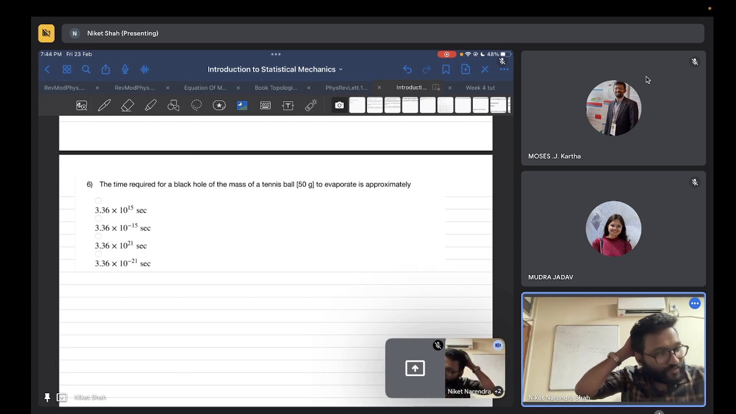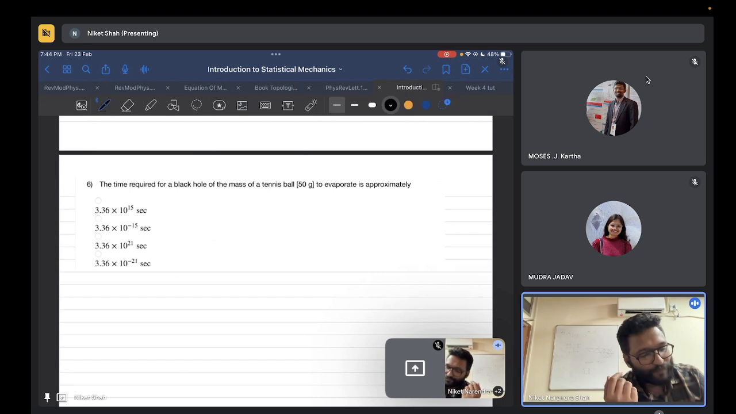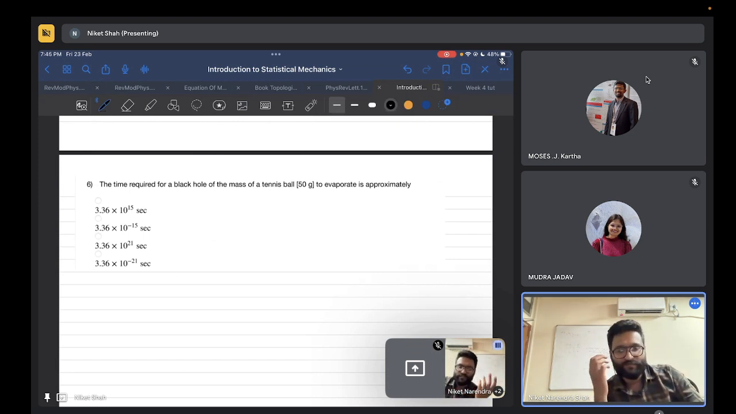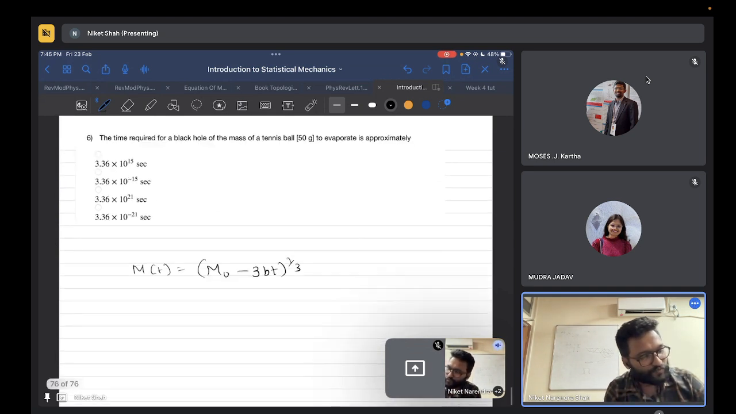Okay. So the time required for a black hole of the mass of a tennis ball, so a tennis ball is just 50 grams, to evaporate is approximately... So we have seen the dynamics of how a black hole is evaporating. Sir has done that in the lectures. And finally, we had an expression of the form, I think, m(t) equals m0 divided by (m0 minus 3bt) raised to the power of 1/3. Please correct me if I am wrong here. This was the expression. So this is what we get finally.